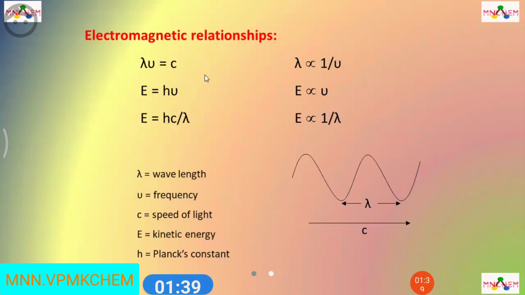Here one can understand the wavelength is inversely proportional to frequency, energy is directly proportional to frequency, and energy is inversely proportional to the wavelength of that electromagnetic radiation. So these few formulas are important when we discuss spectroscopy and particularly the use of electromagnetic radiations.